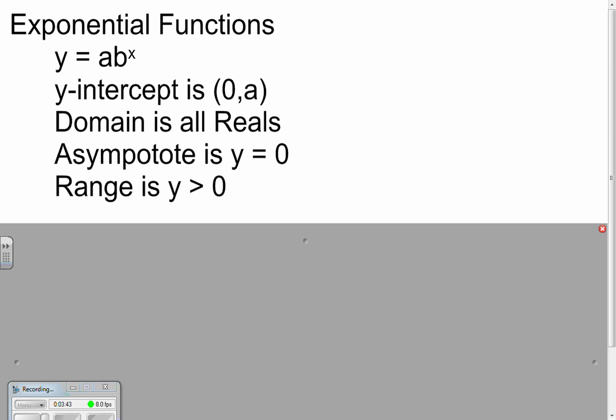The general function for exponentials is y equals a times b to the x. The y-intercept is (0, a), so just like I talked about that 0.75 changing the 0 ordered pair, that value that's out front will be your y-intercept value. The domain for every exponential function is all reals. From left to right, this graph will go on and on forever. But there's an asymptote at y equals 0, meaning the x-axis.